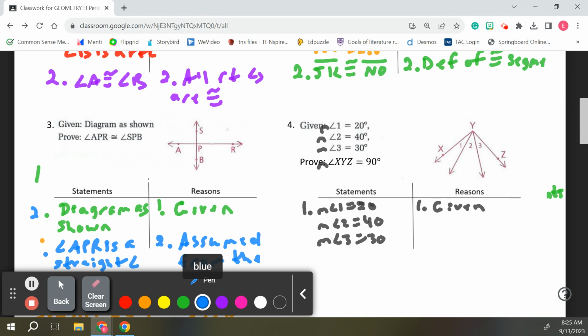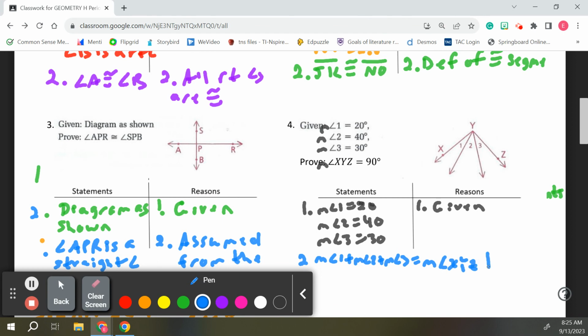All right, so for part 2, if we're trying to prove that this whole thing is 90, that means we're going to do what with angle 1, 2, and 3? Who can tell me? Go ahead. We have to add them together. But I can't just go straight into adding. I have to set it up first. So I have to state here that the measure of angle 1 plus the measure of angle 2 plus the measure of angle 3 equals the measure of angle XYZ. Sorry, I kind of went over on the next side.